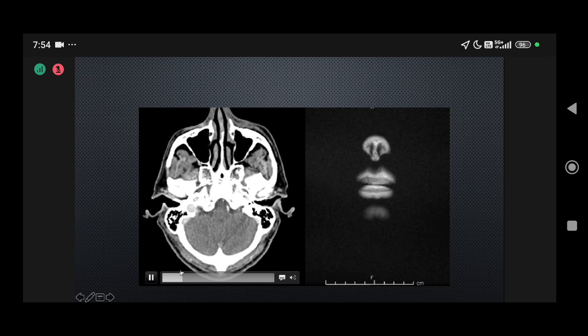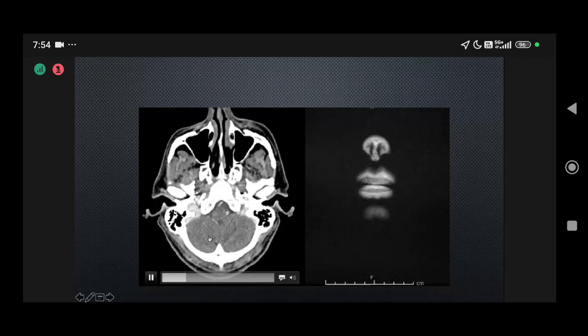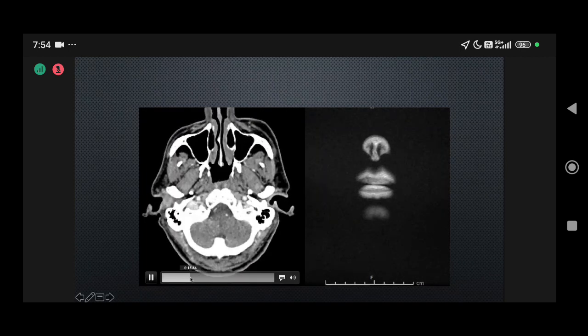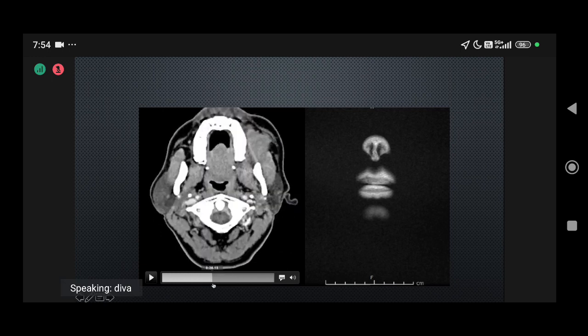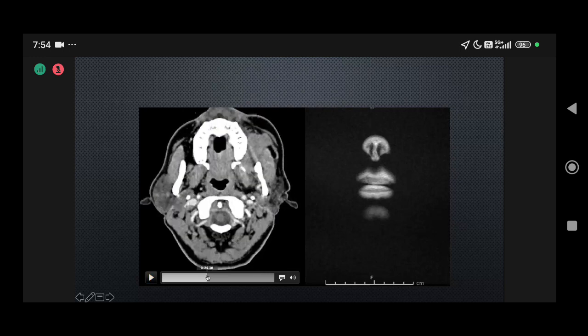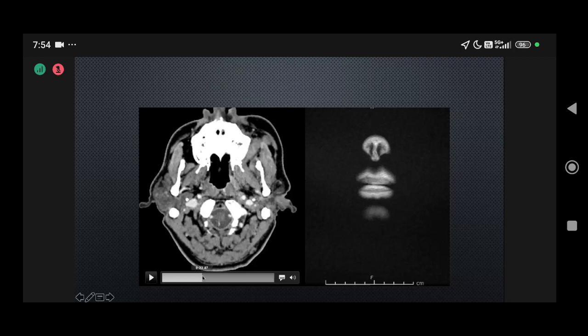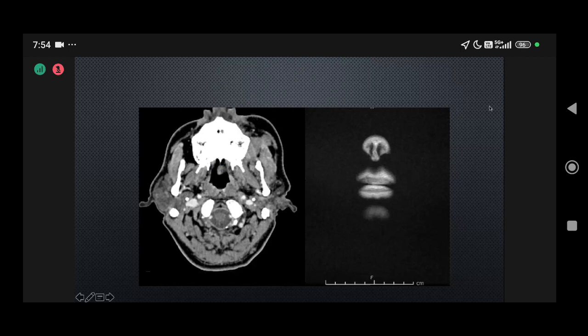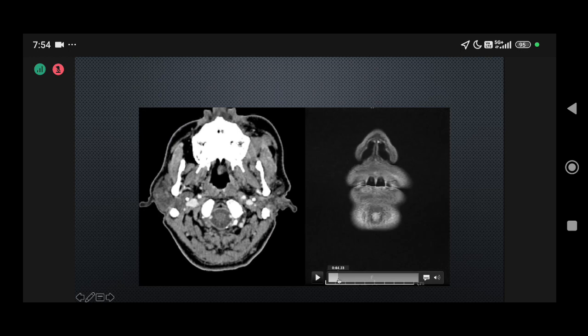Here we can see the axial post-contrast CT scan, and we can see where the tumor is. There is a bulky tumor involving the left buccal mucosa, and it is involving the deep buccal fat, and it is infiltrating the masseter muscle as well. So the extent of this tumor, whether it is extending into the masticator space and what the extent is, is very important, and this is how we can see it on axial and coronal.